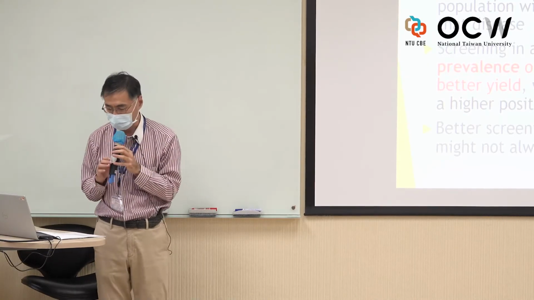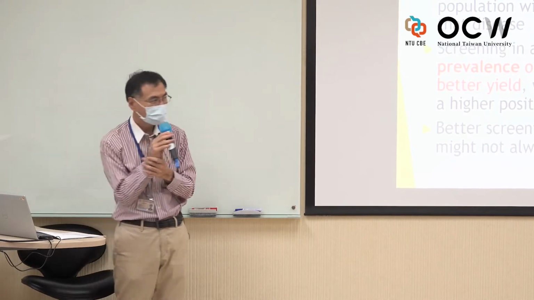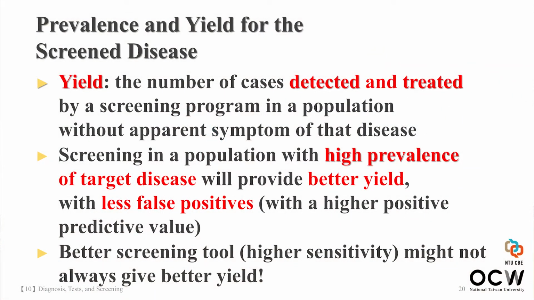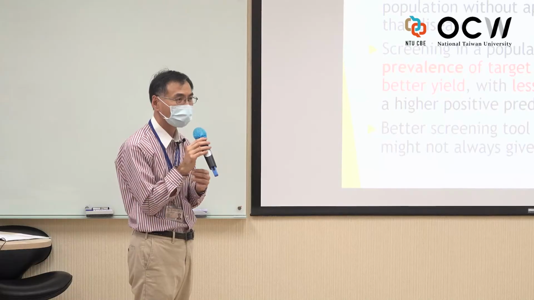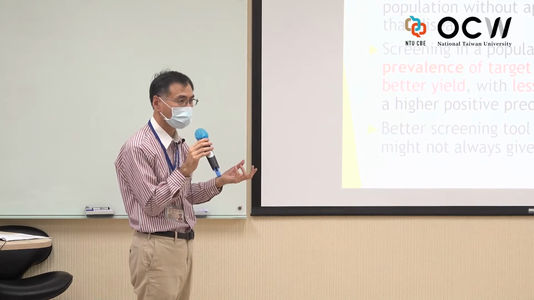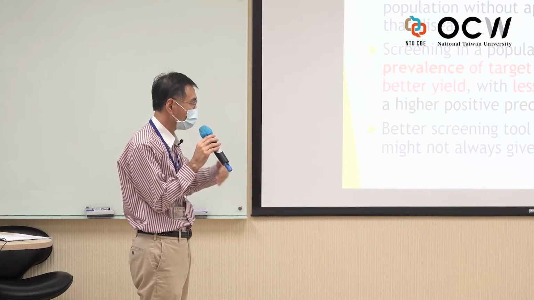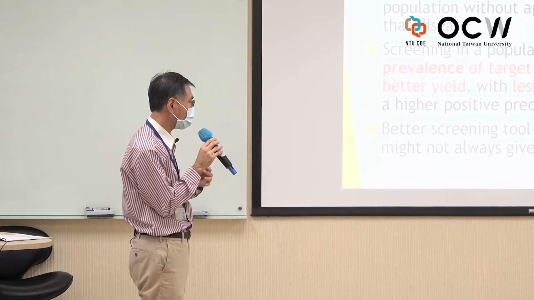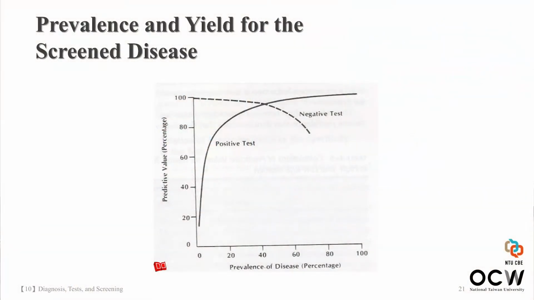We are going to show you in the next slide. If we have a better screening tool, in other words one with higher sensitivity, it might not always give a better yield. It really depends on the characteristics of the population, or the severity distribution in the population. If most of them are less severe, then it might not be so true. So we use the method of data simulation. We find out that the relationship is not a linear line.